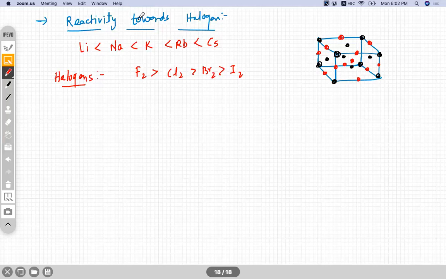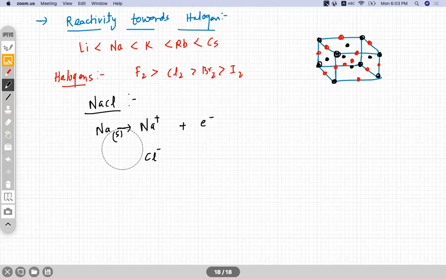Why it happens, you can easily understand. The bond in NaCl, I have discussed many times. NaCl is an ionic compound, Na plus and Cl minus. Na plus forms when sodium releases one electron. Cl minus forms when chlorine takes one electron. Here we need to consider ionization energy plus enthalpy of sublimation, because the solid first needs to be converted into gas and then ionized. Here we also have electron affinity.